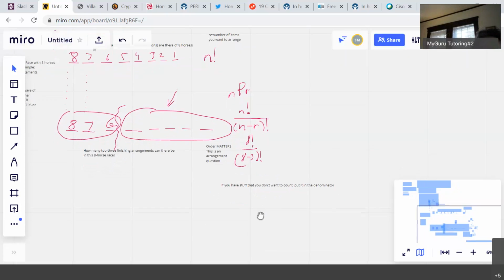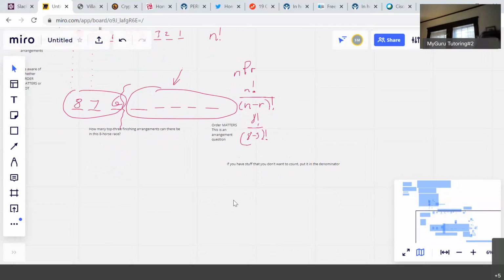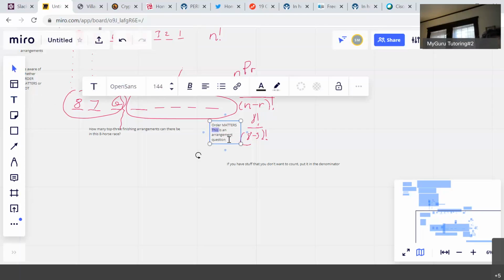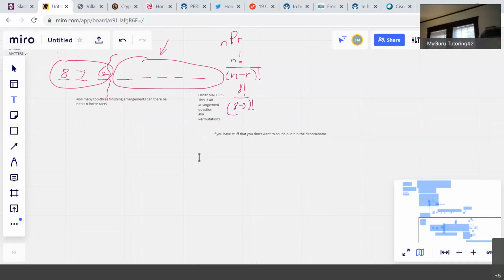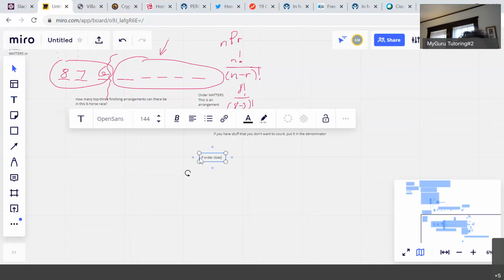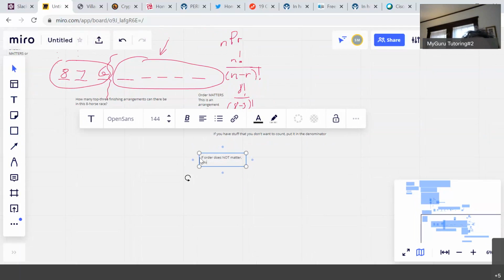The next iteration of this is something called combinations. This is where the order does not matter. This is where we're talking about group size. So up here, order matters. This is arrangements, also known as permutations. The next one is going to be combinations. If order does not matter, you have a combination question. And here it's really a matter of saying, we don't want to count each individual arrangement. It doesn't matter. We just want to count each group as one.